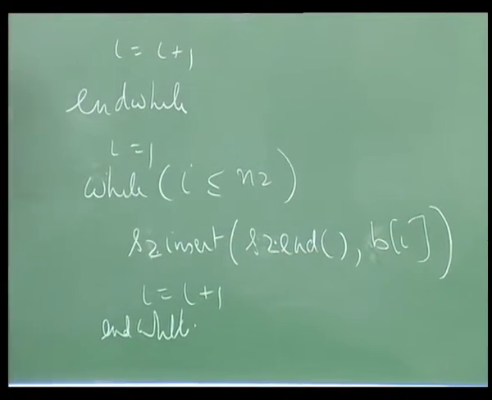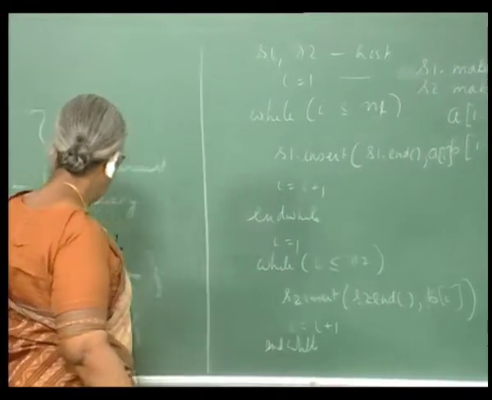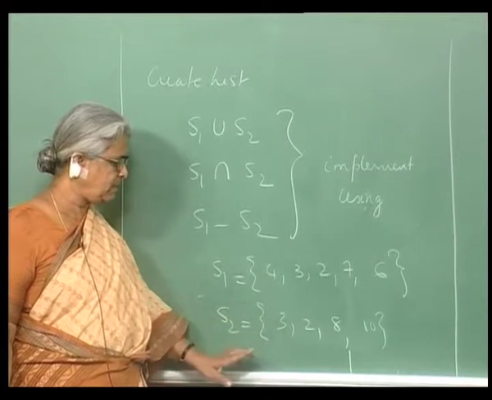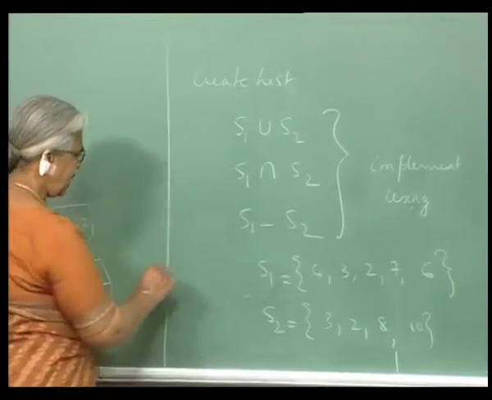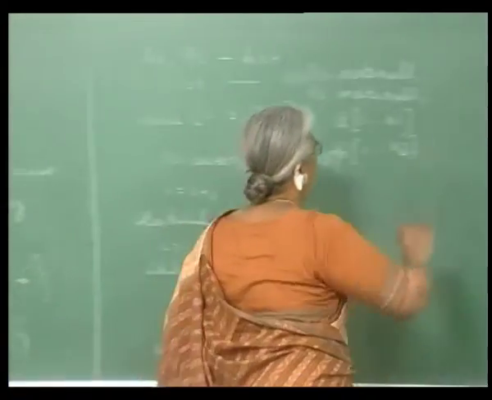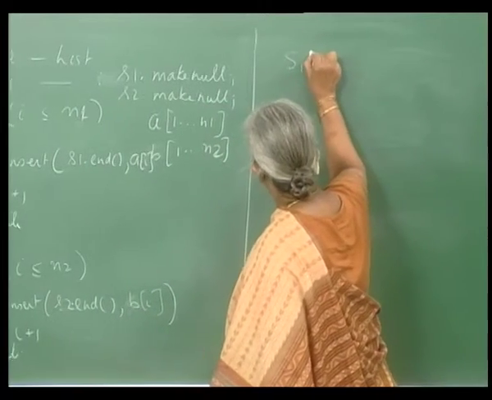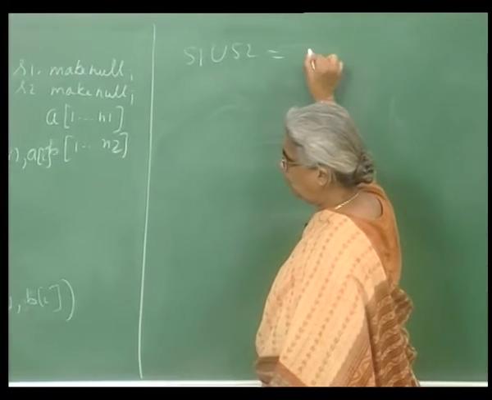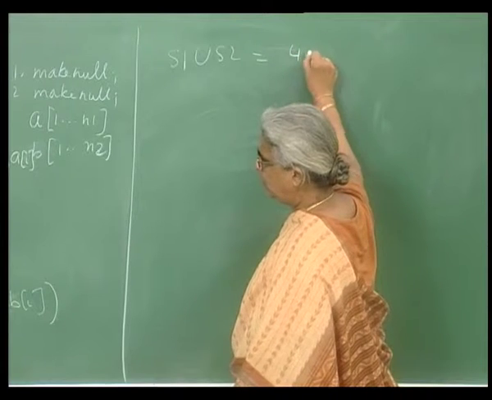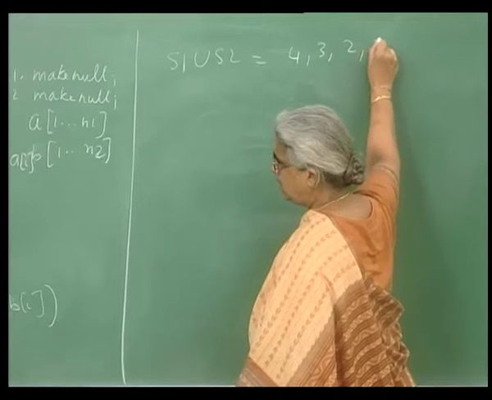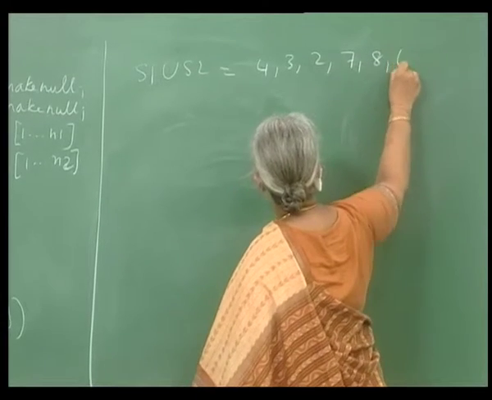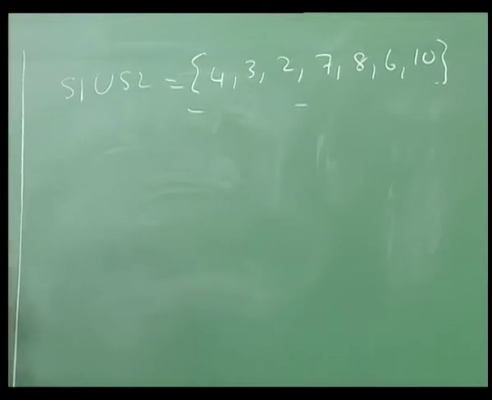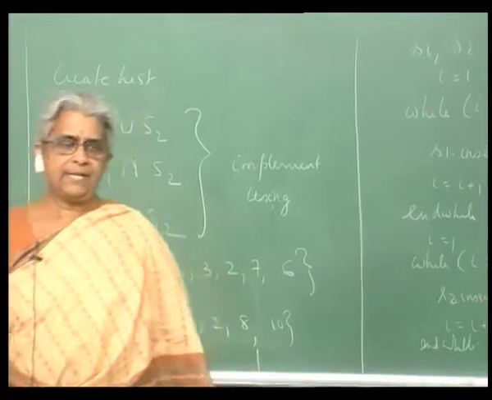Now next we want to find the union. I have to look at the union of these 2 sets. A set is always made up of unique elements. So when I look at S1 union S2, clearly it should consist of 4, 3, 2, 7, 8, 6, 10, something like this. I am keeping it unordered here. It should only consist of unique elements. That is the definition of a set.